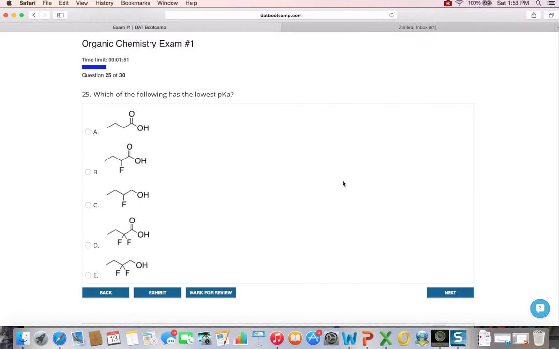25, lowest pKa. First of all, the carboxylic acid is stronger than the alcohol, so let's get rid of C, let's get rid of E. Secondly, strong electron withdrawing groups are better. There's none here, there's 1 fluorine here, there are 2 fluorines here. 2 is better than 1 is better than 0.